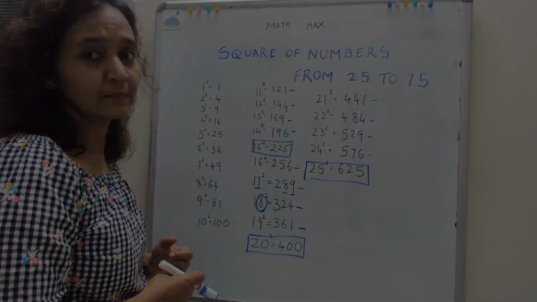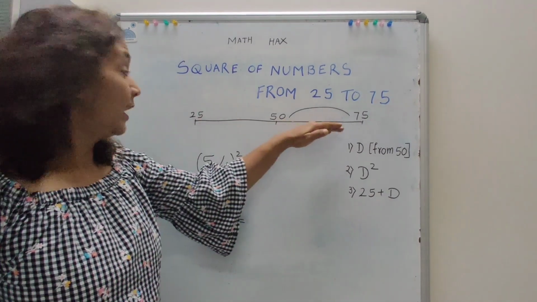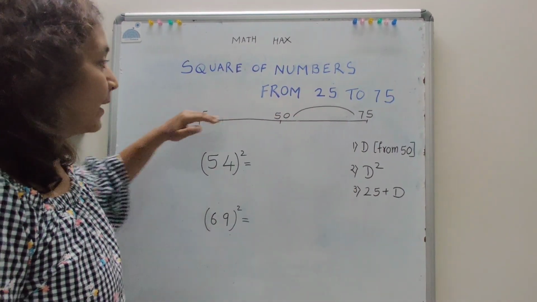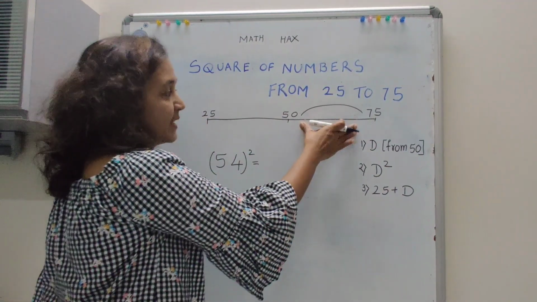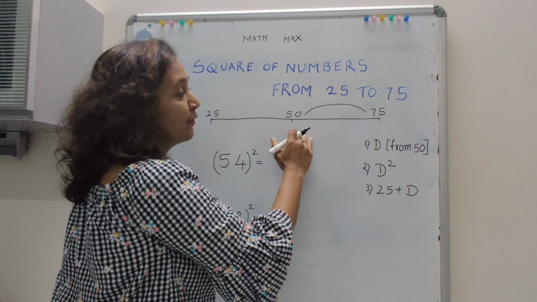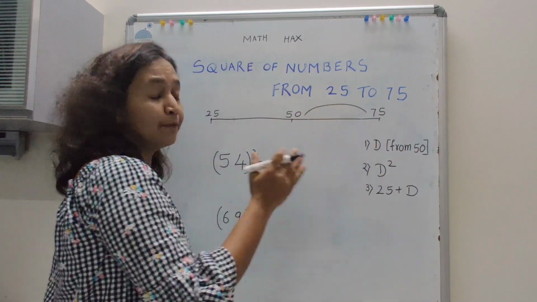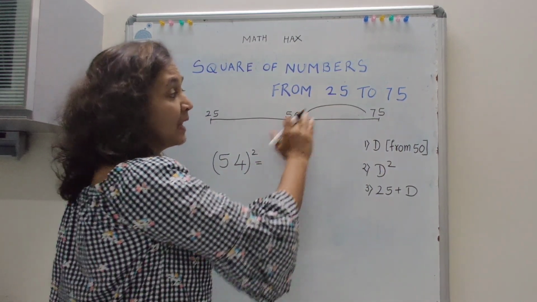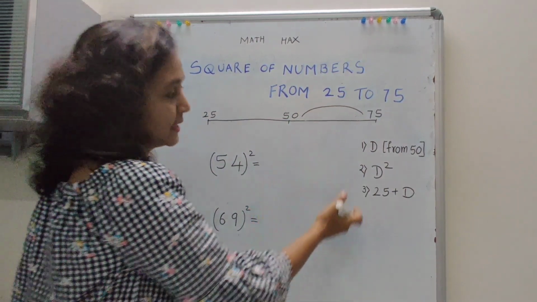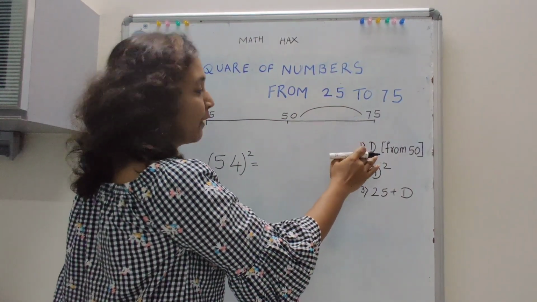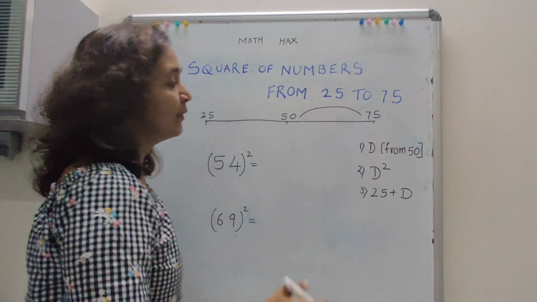So here I have drawn this line which is indicating the numbers from 25 to 75. 50 is in the center. Now let us focus on this part which indicates numbers from 50 to 75. If we want to find out the square of any number which lies here, that is between 50 and 75, we can use this method. That is, first we need to find the difference of that number from 50.